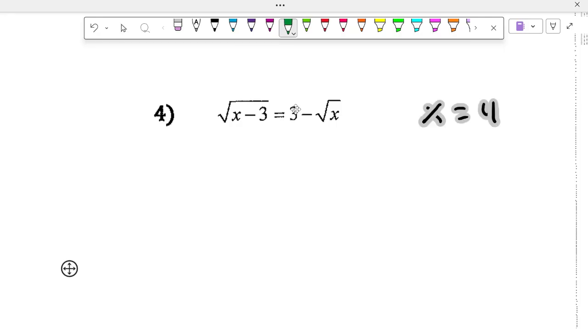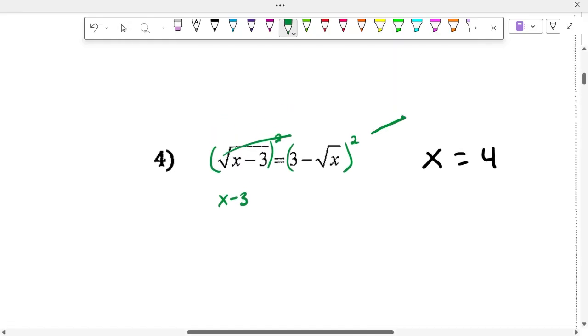So we cannot do anything with this 3 negative over here. So we just have to go straight into squaring both sides. Now, here's the thing. The left side's an easy square because this just cancels, we get x minus 3. The right side, however, this is now a binomial that we're squaring.